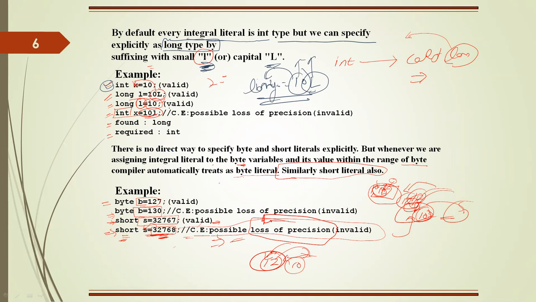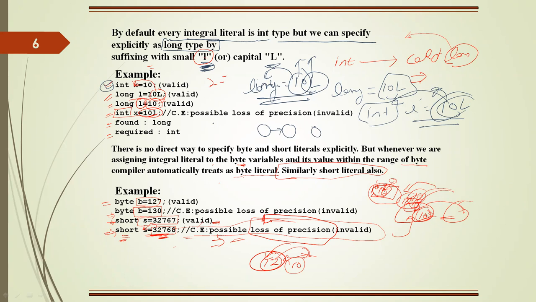If you try to assign a long value inside an int, it won't work. Here you can declare a long, and 10L is good. If you use int i equals 10L, it will give you a loss of precision error, because 10L is long and a long cannot be assigned to an int, because long is bigger. The series goes like byte, short, int, long, float, and so on. So this is bigger than that.